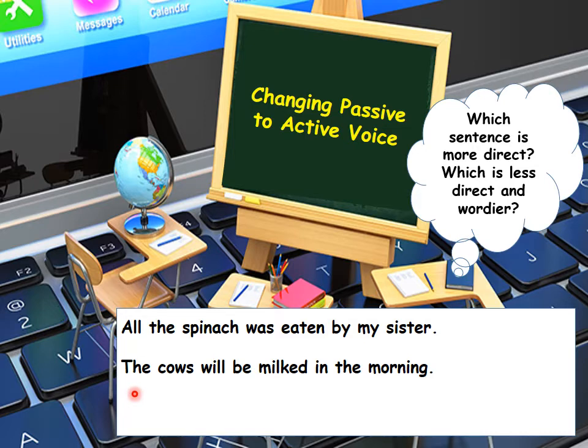Second example. The cows will be milked in the morning. Definitely the cows didn't milk themselves. So the action was not done by the cows. The cows is not the doer, it's the receiver of the action. So what we can do, we can say that she or he or any person milked the cows in the morning or will milk the cows in the morning.